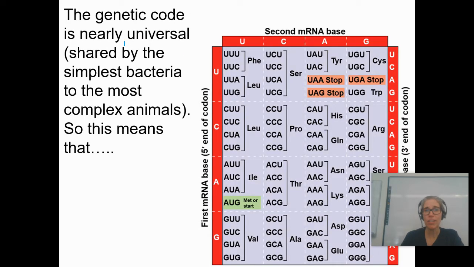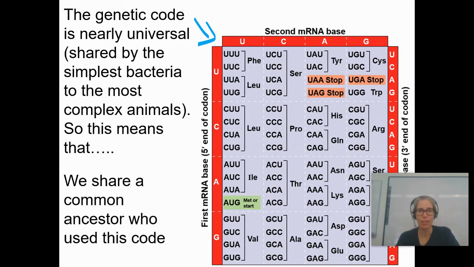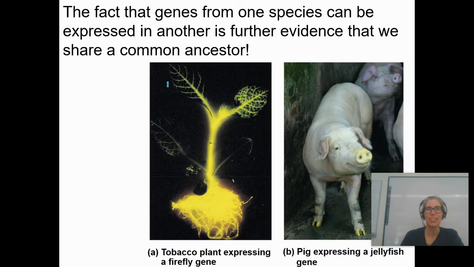It's nearly universal, which means this codon sheet works for just about every organism. Almost all bacteria and all animals and plants and fungi, et cetera, et cetera. So that means that we have a common ancestor who also used this code. So cool, right?